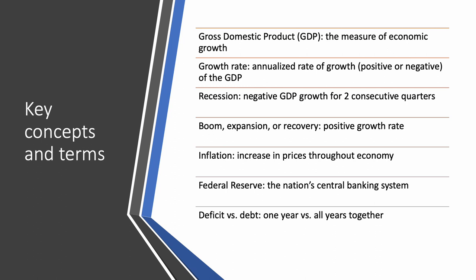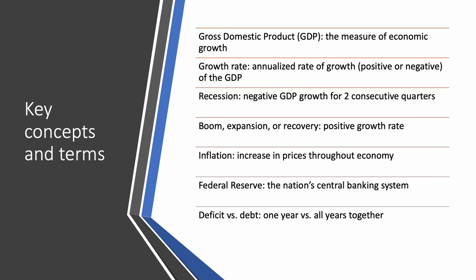Deficit versus debt. A deficit is the positive or negative amount by which the government ends up at the end of the year. So if the government takes in less in tax revenues than it spends, in other words, it spends more than it took in, we call it a budget deficit. Debt means all the deficits added together. How much money does the federal government actually owe total? We're going to talk about that. So those are the key terms.